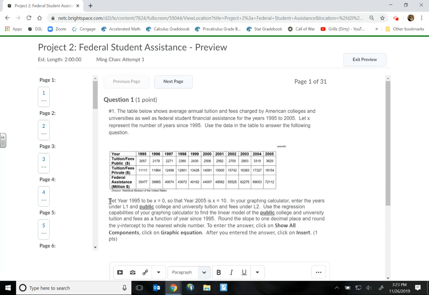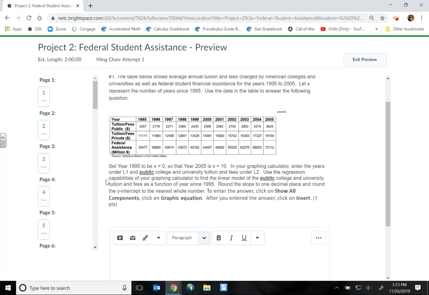So set the year 1995 to be x equal to 0. So basically, I want 1995 to be 0. That means 2005 will be when x is equal to 10. So in your graphing calculator, enter the years under L1. So instead of putting 1995 under L1, I want you to put 0 for L1, 1 for 1996, 2 for 1997, 3 for 1998, so on and so forth. Therefore, 2005 will be x equal to 10.